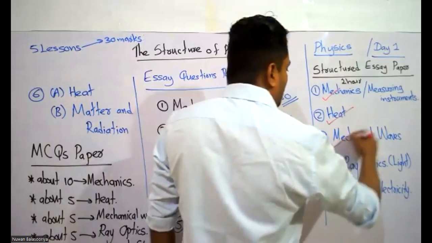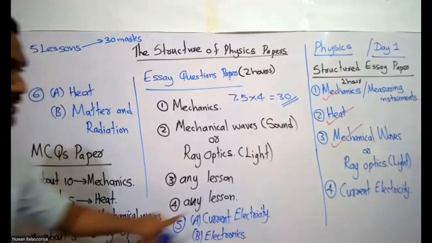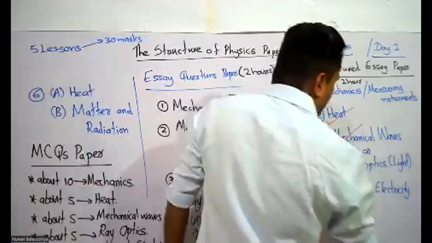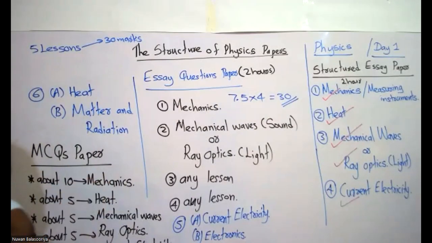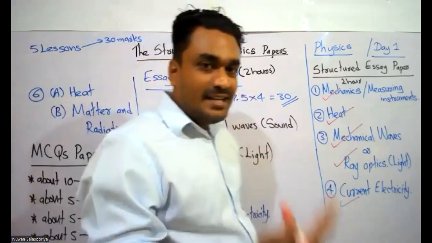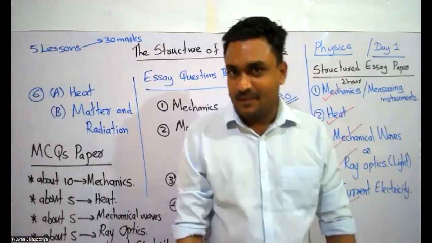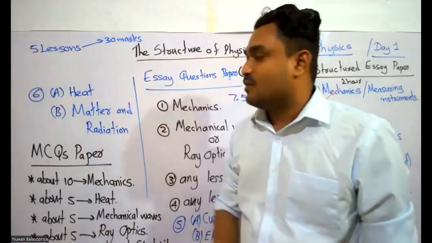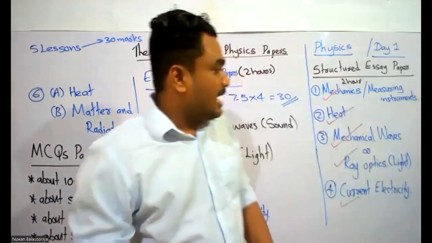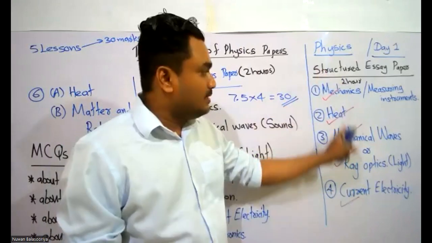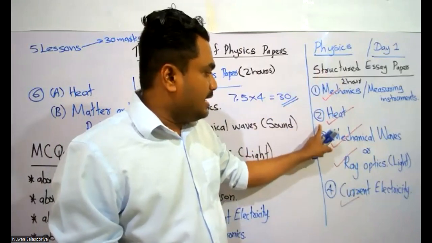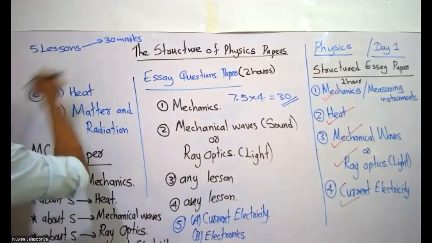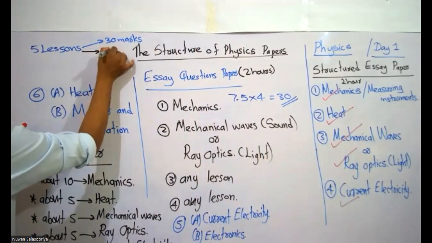If he has learned mechanical waves, the third one is okay. Ray optics, the fourth one is okay. And the fifth one is current electricity. So let's imagine a situation: if there is a student who has learned these 5 lessons, he can earn 30 marks from the MCQ paper, and all the 20 marks, 5, 10, 15, 20, from the structured essay paper, right?